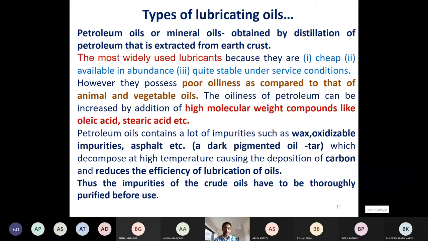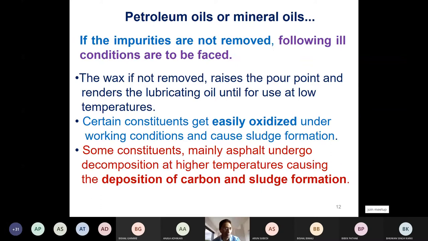The paraffin wax, if not removed, raises the pour point and renders the lubricating oil unfit for use at low temperature. Certain constituents get easily oxidized under working conditions and cause sludge formation. And some constituents, mainly asphalt, undergo decomposition at higher temperature, causing deposition of carbon and sludge. When carbon and sludge are deposited in petroleum oil, then the oil is not good for lubrication, so that should be removed.